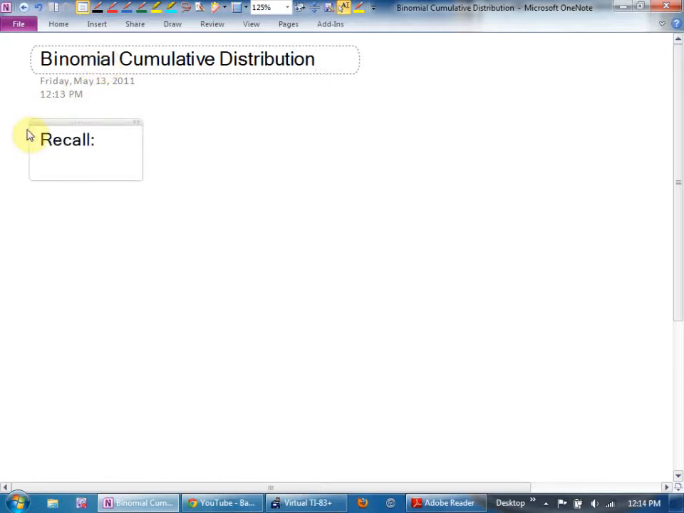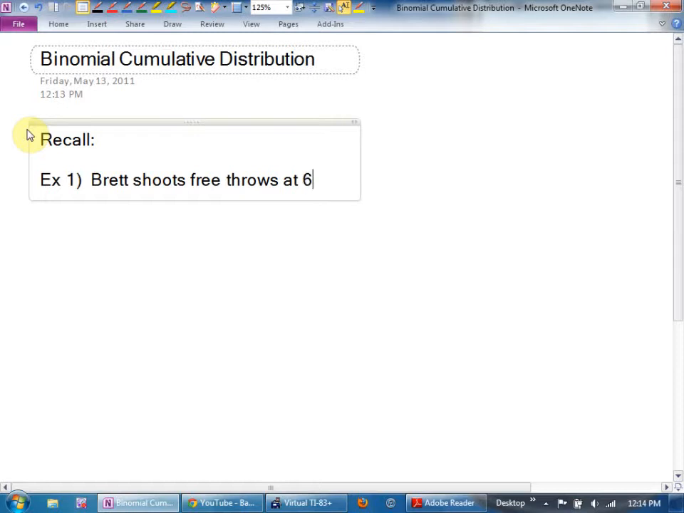Recall, so here's what we've done so far. And Brett, can I pick on you as an athlete? Because I want to show you some of where this is used in athletics. So, example one. Brett shoots free throws at, and we'll make you a half decent free throw shooter, we'll go 68%, which for high school is tolerable.